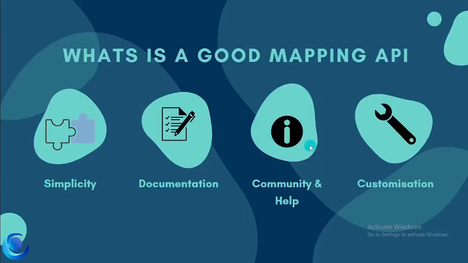So what makes a good mapping API? First is simplicity. You want a mapping API which is simple in its design, something not so complex, something you can get your hands started with, especially if you are working on a project and all of a sudden have to implement a mapping feature. I've seen people like that who say, hey, I have a project but the client needs a mapping feature, so what is the best to use?